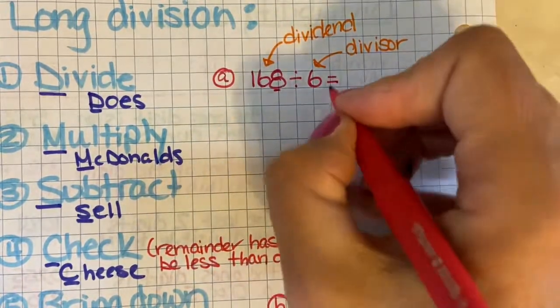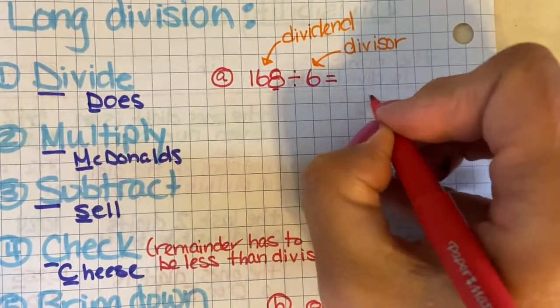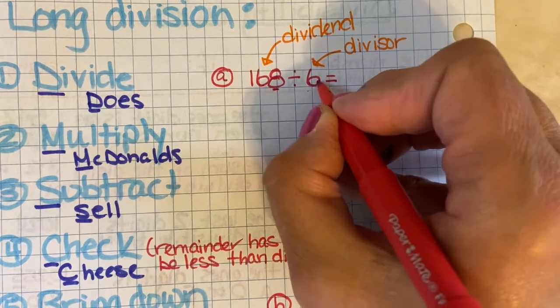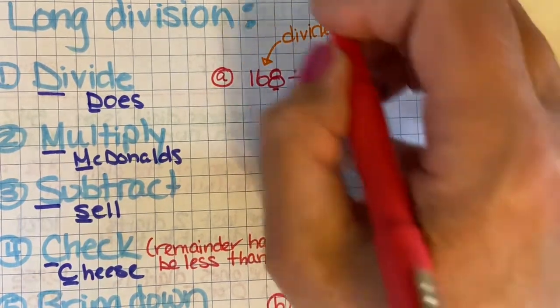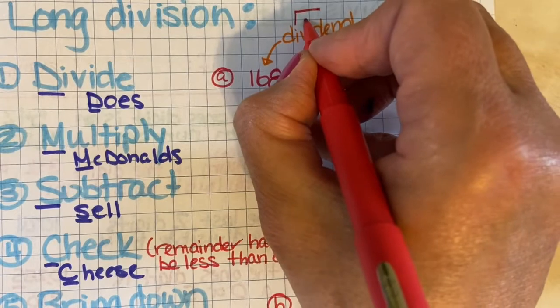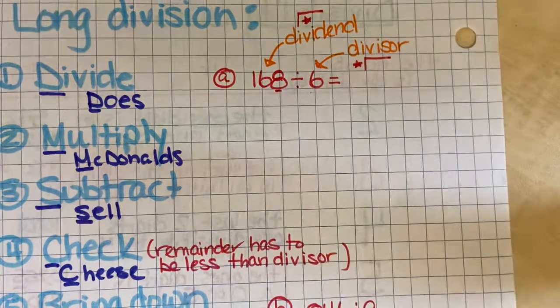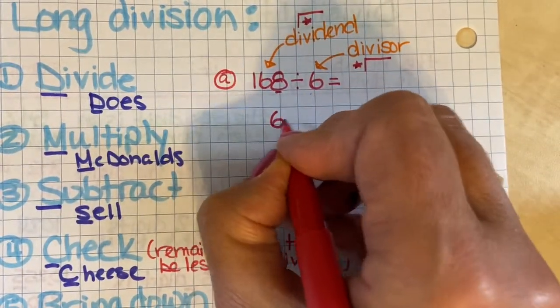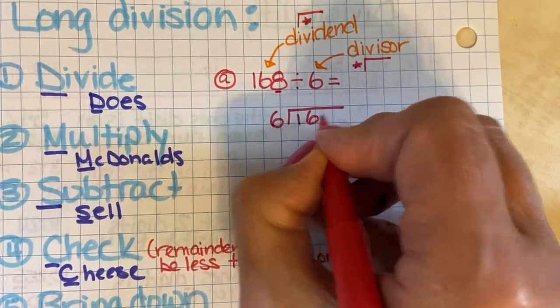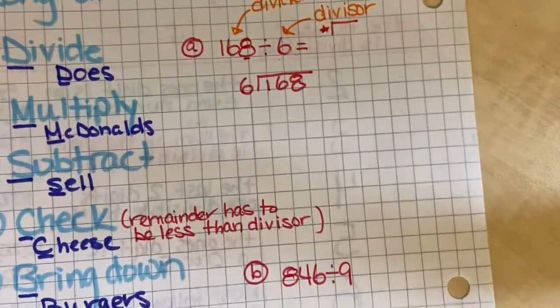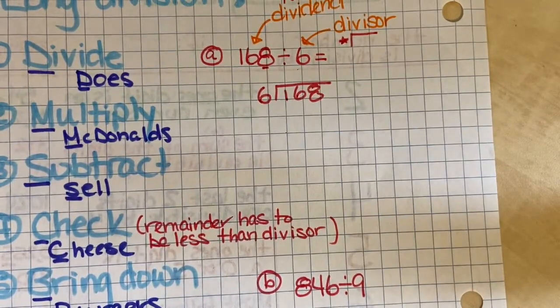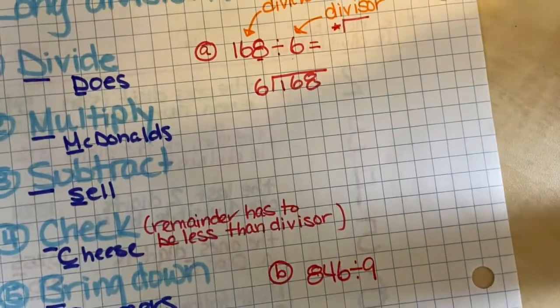So when I write it out, this is your divisor, that's your outside number. This is your dividend, this is the one inside. So I would have 6 goes into 168. You are literally going number by number, okay? Because it's going to mess you up if you try to do more than one thing at a time. I guarantee you, okay?